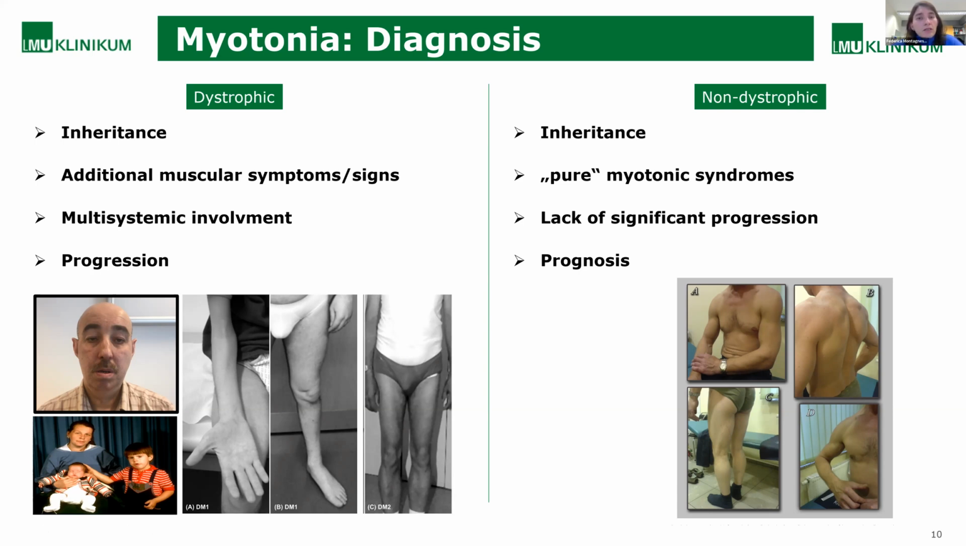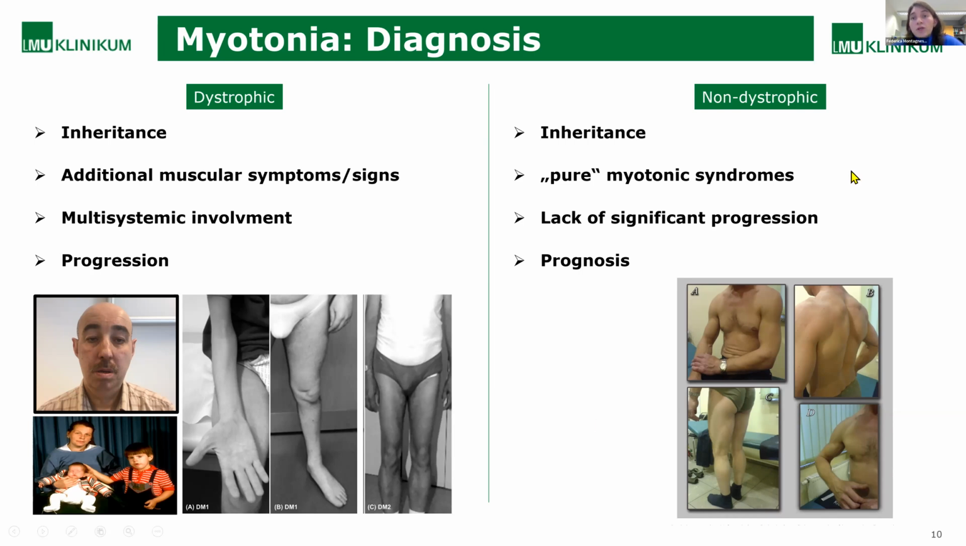Another important aspect suggesting a dystrophic myotonia is the prominent extramuscular involvement. So the involvement, for example, of the endocrine system with diabetes, thyroid dysfunction, cataract, cognitive impairment, heart involvement, and then the slow progression during the years.